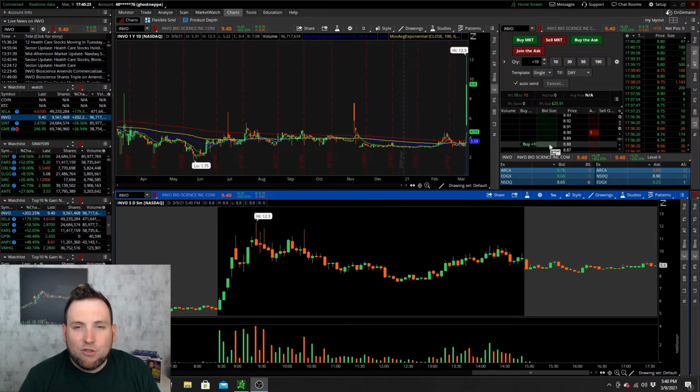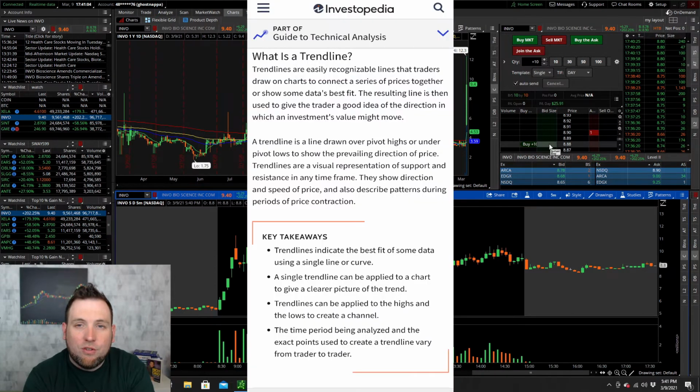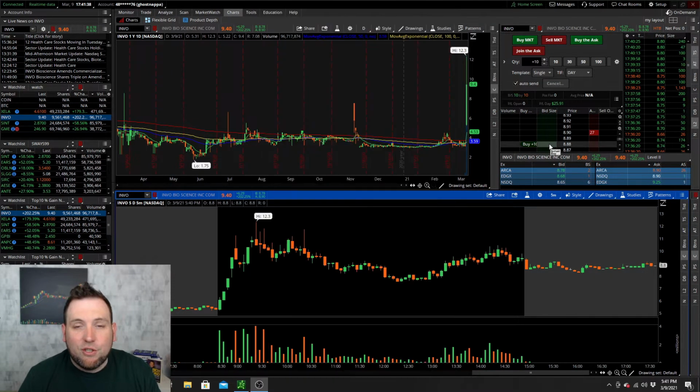First, what is a trend line? Well, on the screen I'm going to show you the technical definition and then we'll explain it in a much easier way. A trend line is a line drawn over pivot highs or under pivot lows to show the prevailing direction of price. Trend lines are a visual representation of support and resistance in any time frame. They show direction and speed of price and also describe patterns during periods of price contraction. It sounds like a whole mouthful, but basically it's going to show you the direction that the stock is going and let you know when the direction is going to change.